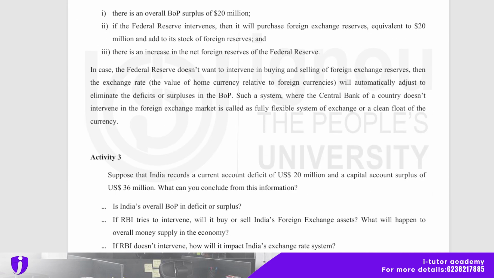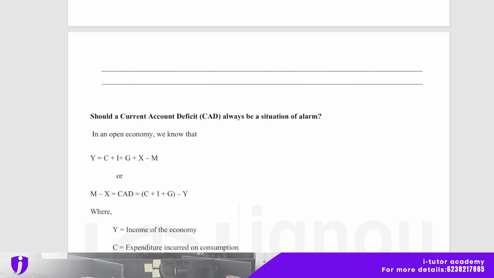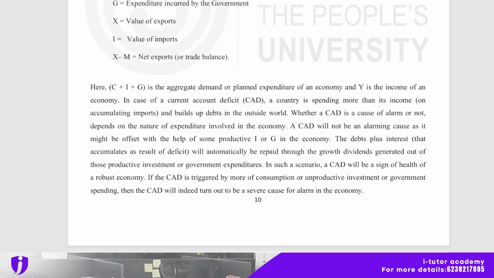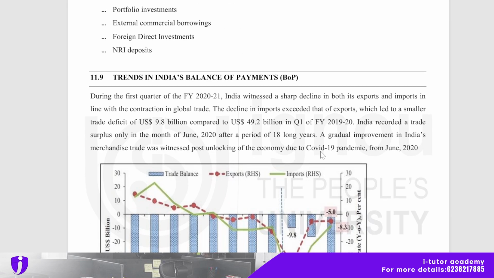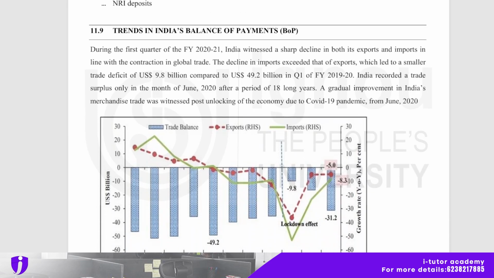And next one is whether a current account deficit should always be a situation of alarm. In an open economy, we know that there is an equation related to that. You just go through your IGNOU study material. And how to finance the current account deficit is also covered here. As discussed earlier, CAD may or may not necessarily be harmful for the economy. However, CAD can be financed through various capital inflows such as portfolio investment, external commercial borrowings, foreign direct investment, and NRI deposits.